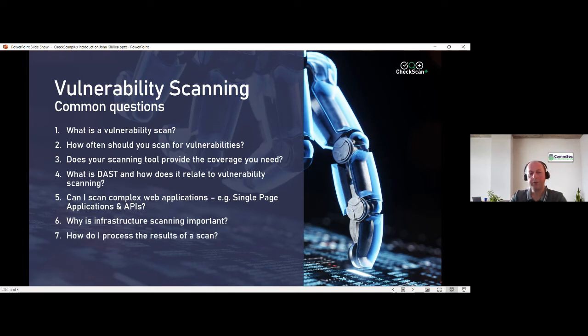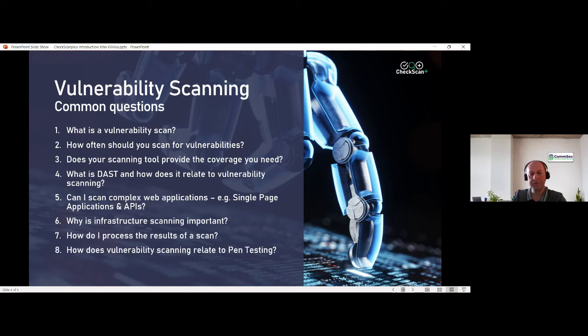I suppose, how do you process the results of a scan? A lot of scanners can produce a lot of output. So it's about integrating those results into your overall vulnerability management process. They should be prioritized and allocated to system administrators or owners to resolve. So a managed scanning service such as CheckScan Plus can help with this by reviewing the findings and removing false positives. This can make it easier for IT teams to review the findings.